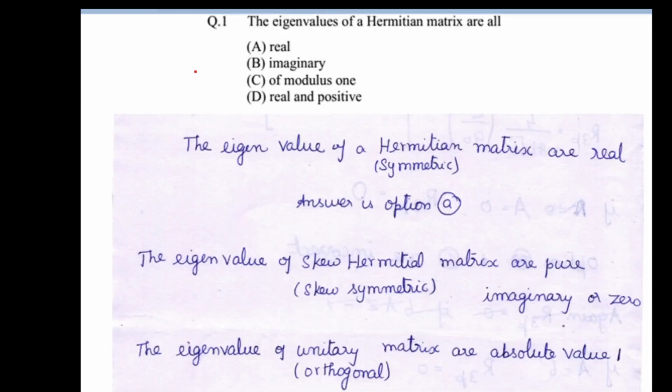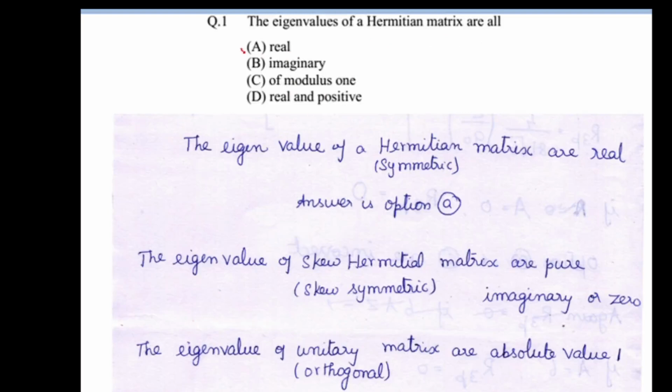Question. The eigenvalues of a Hermitian matrix are all: option A real, option B imaginary, option C of modulus 1, and option D real and positive. So in this question they have asked what is the nature of the eigenvalue of a Hermitian matrix. So it's a direct question. The answer is option A.